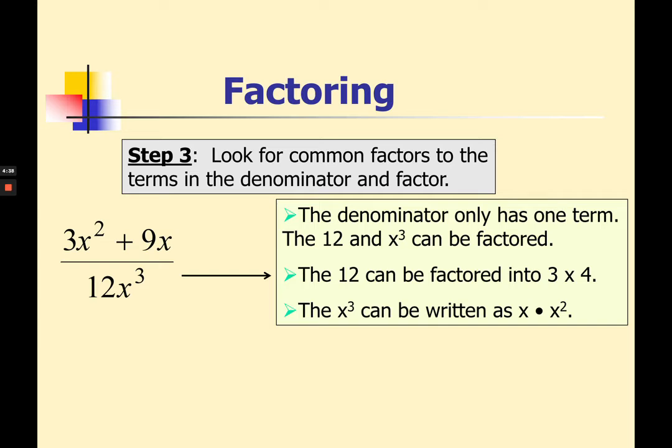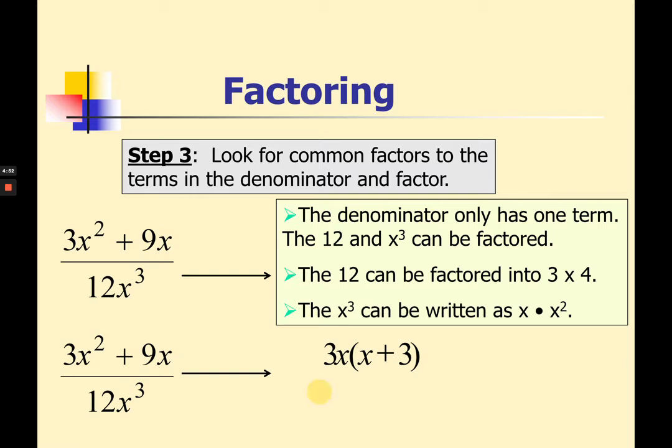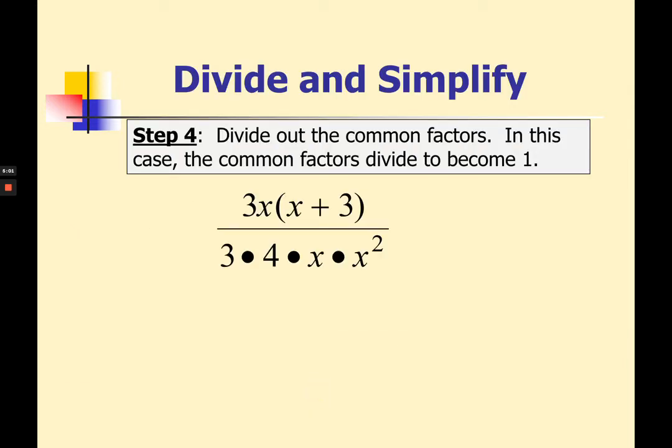The denominator only has one term, and the 12 and x cubed can be factored. The 12 can be factored into 3 times 4. The x cubed can be written as x times x squared, or x times x times x. And here it is. What do you do next? You now divide out or cancel common factors. In this case, the common factors divided become 1. 3 is cancelled, and also x.